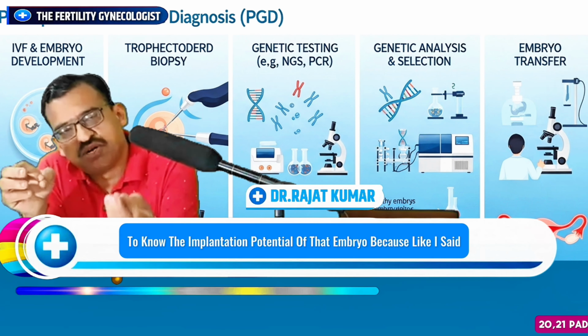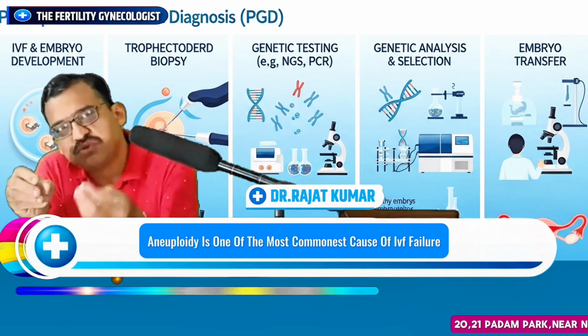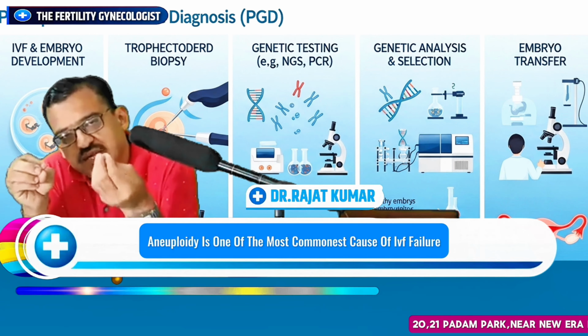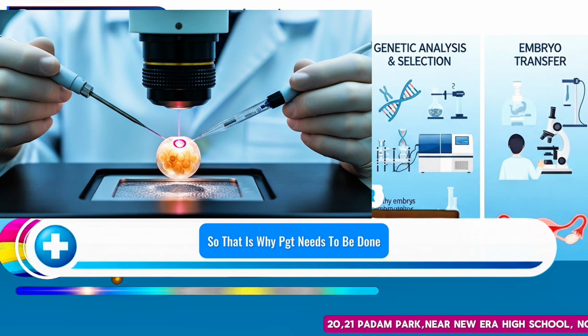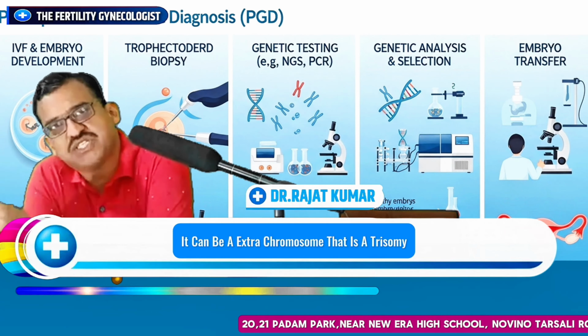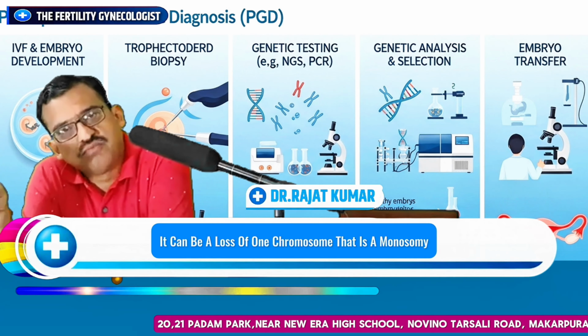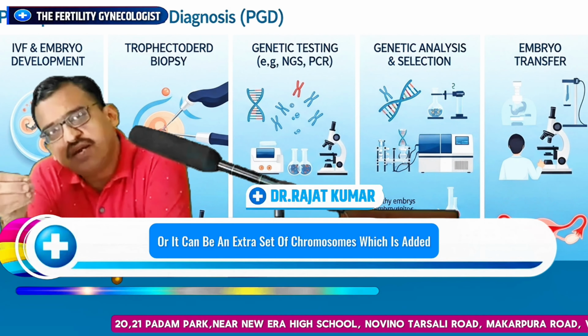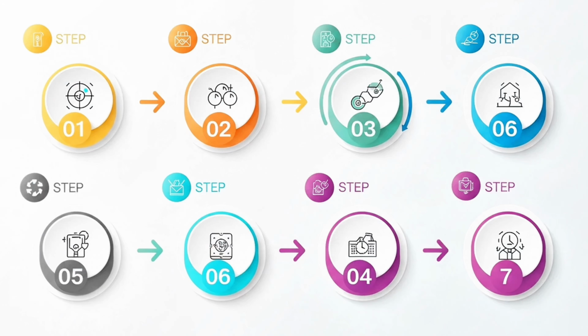to know the genetic profile, to know the implantation potential of that embryo, because like I said, aneuploidy is one of the commonest causes of IVF failure and for that matter, miscarriage. So that is why PGT needs to be done. Aneuploidy can be of three types. It can be an extra chromosome, that is a trisomy. It can be a loss of one chromosome, that is a monosomy. Or it can be an extra set of chromosomes which is added, that is a triploidy.